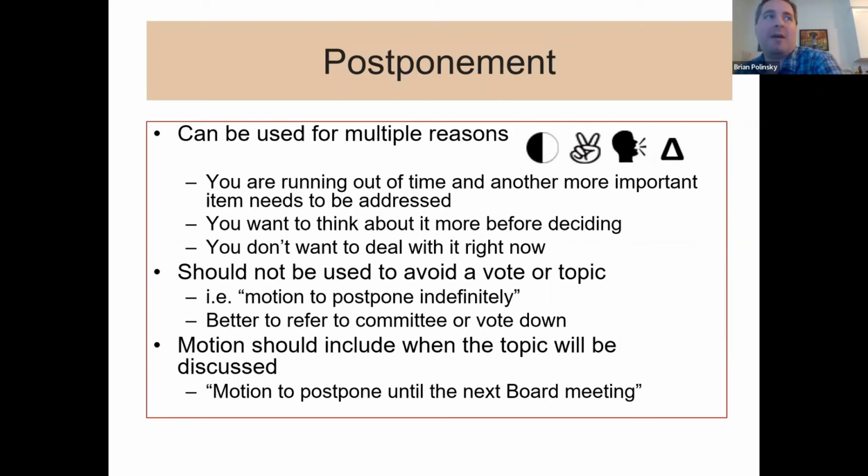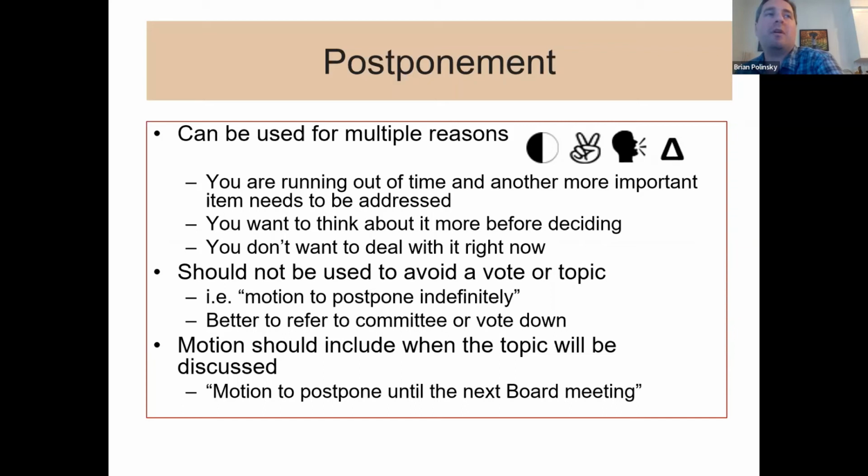Not to say that you shouldn't make amendments, just that particular way of doing it is not the proper order. So the next secondary motion is postponement. That can be used for multiple reasons. And the same symbols apply here. It can be done by a simple majority vote, has to be seconded, is debatable, and also amendable.